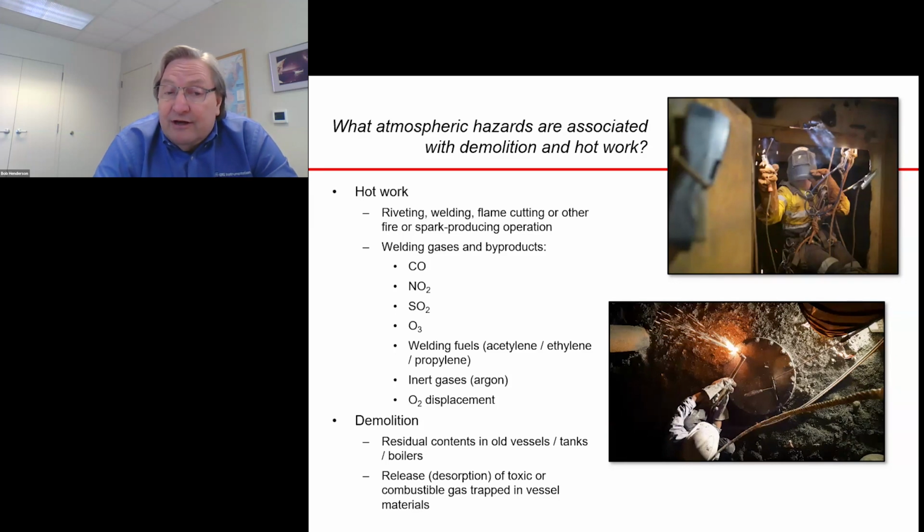You also have a very high likelihood or possibility, if you're doing inert gas welding in a confining environment, of creating oxygen displacement and oxygen deficiency, and creating an environment where, without proper monitoring, you can have workers who are overcome and asphyxiated.